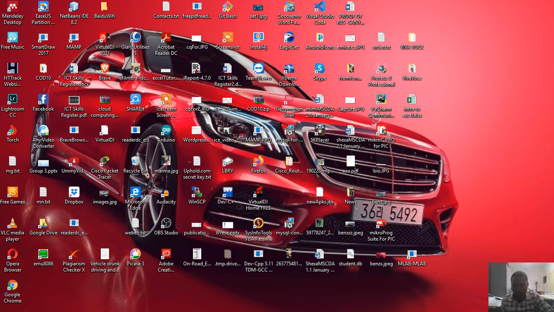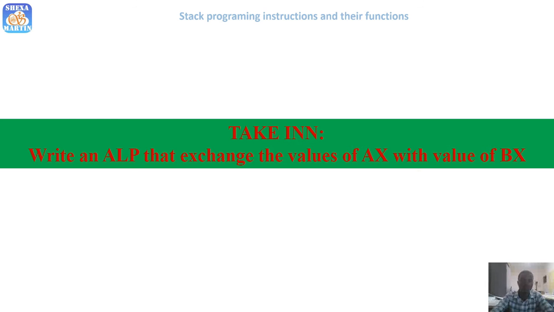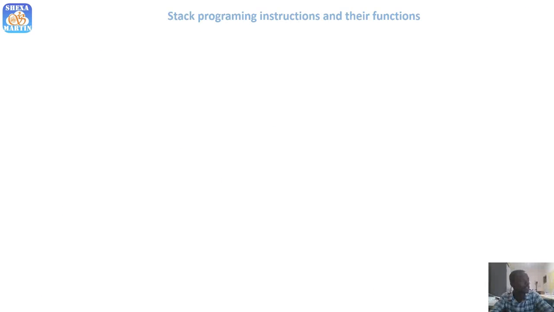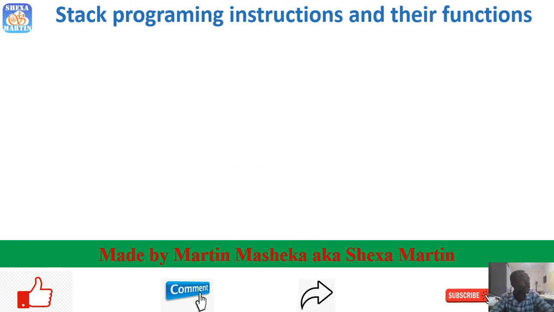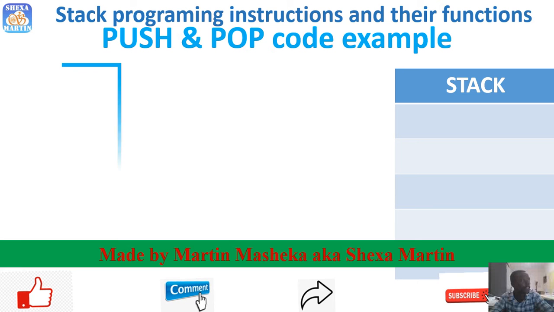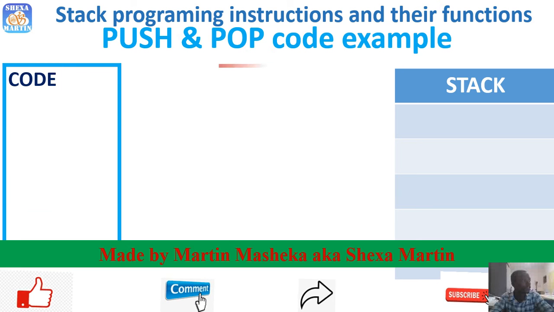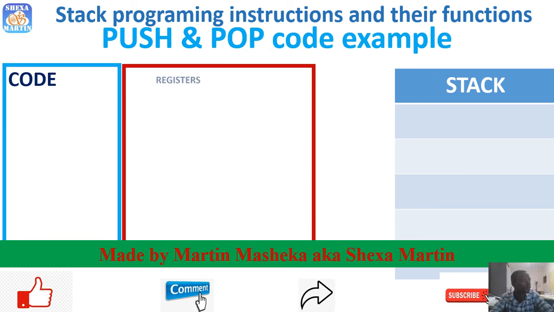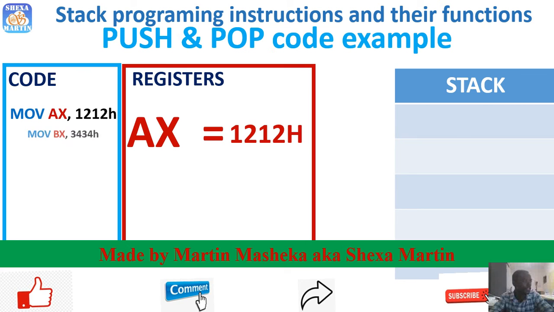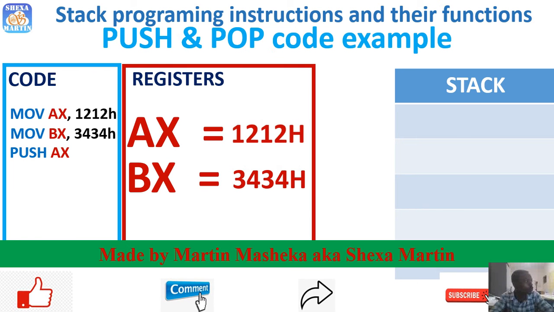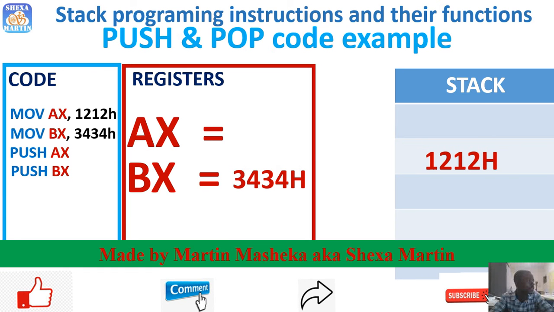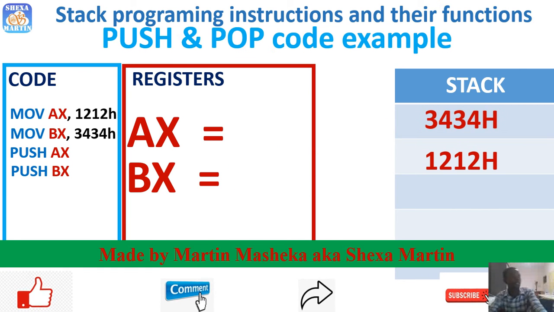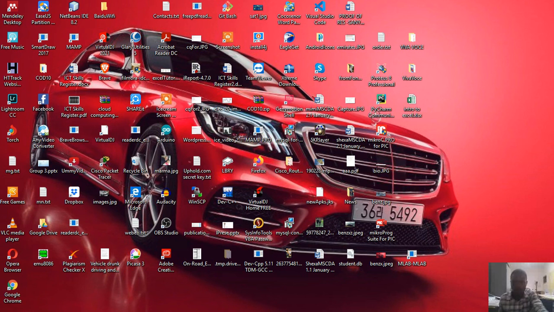Right, let's just run it like that. So what happens is this. We have our stack, we have our code, we have our registers. So when we move 1212 into AX, it goes into AX. We move BX into that. Let's just treat it this way.